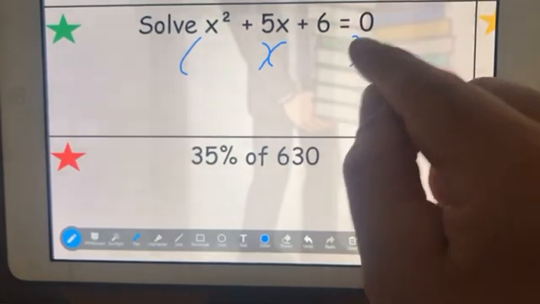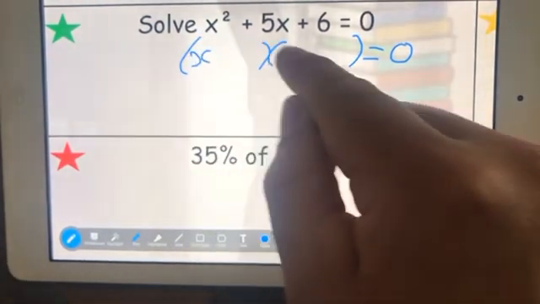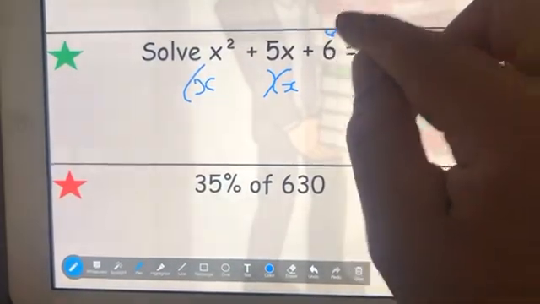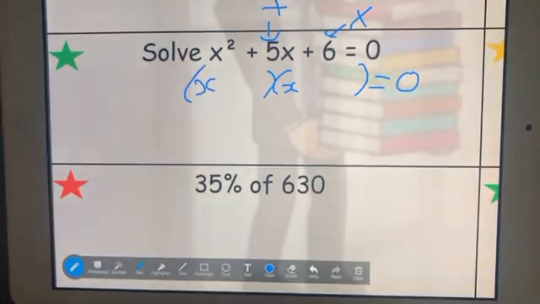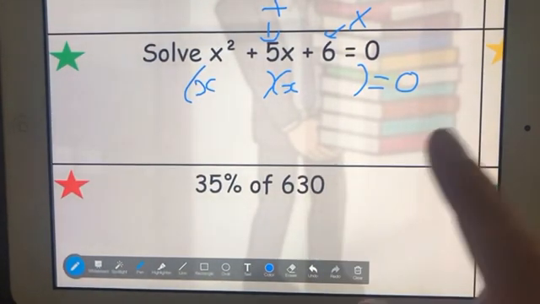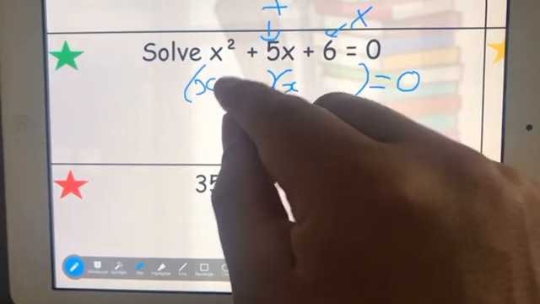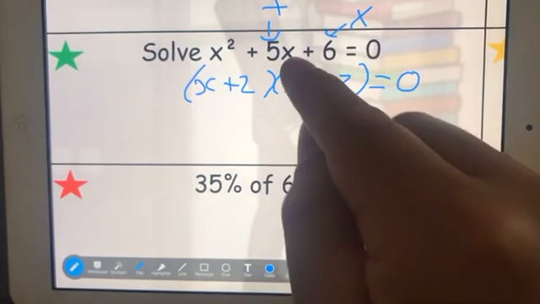I've got to factorize it first and then solve it afterwards. So I'm going to factorize this into 2 double brackets. I've got to find 2 numbers. They're going to multiply to make positive 6, and they've got to add to make positive 5. Okay, 2 numbers that multiply to make positive 6 and add to make positive 5 are 2 and 3, because 2 times 3 makes 6, 2 plus 3 is 5.